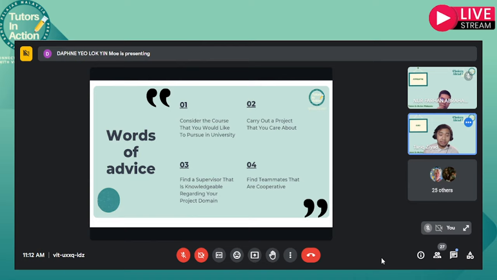Thirdly, I would suggest that you find a supervisor that is knowledgeable regarding your project domain. So if you're doing something that's medical related, biologically related, you should be finding a supervisor that is proficient in biology. If you're doing something that's mathematically intensive, you should find a supervisor that is an expert in mathematics. And if you're doing something that's based in psychology, of course, you should find supervisors that are proficient in psychology subjects. Because if you are conducting research in sciences and you have a supervisor that is an expert in mathematics, whenever you have a particular hurdle or challenge, your supervisor might not be able to help you that much because it's not his or her particular expertise.